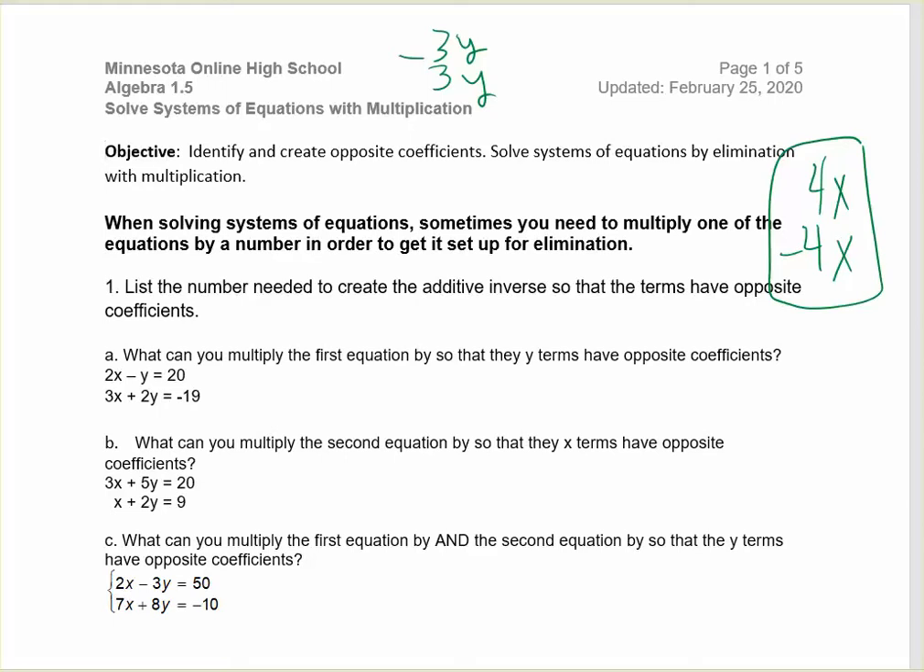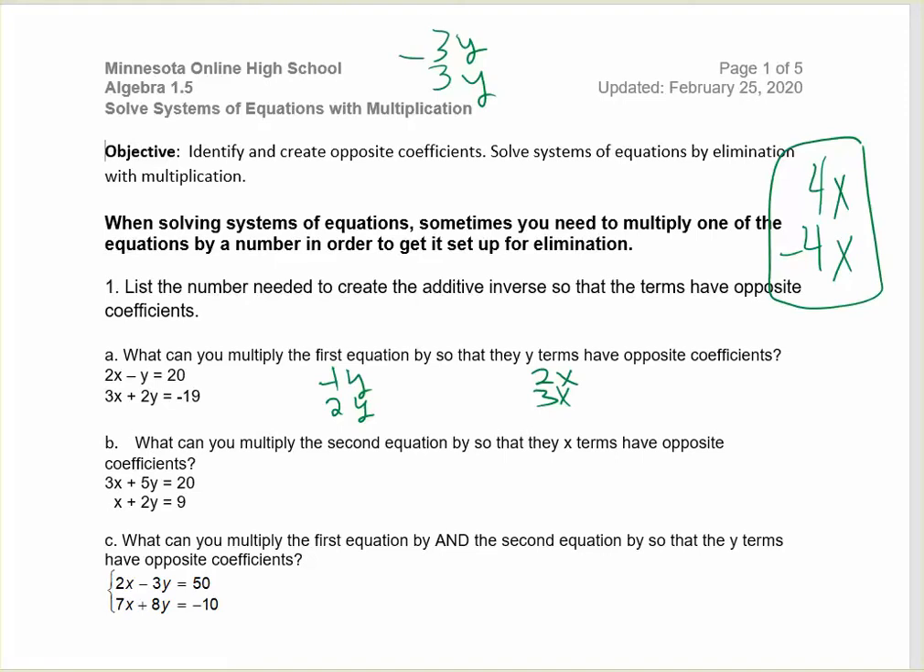So let's look at A. It says 2x minus y equals 20, and then 3x plus 2y equals negative 19. So on our x terms, our coefficients are 2x and 3x. So the coefficients are 2 and 3. On the y terms, we have negative y. That's the same as negative 1y. So let's put a 1 there. And then we have a 2y. So we have to decide which term would be easier to eliminate by multiplying so that we get the opposite coefficients. Well, the x's, we could multiply both of them by a number so that we would get opposite coefficients.